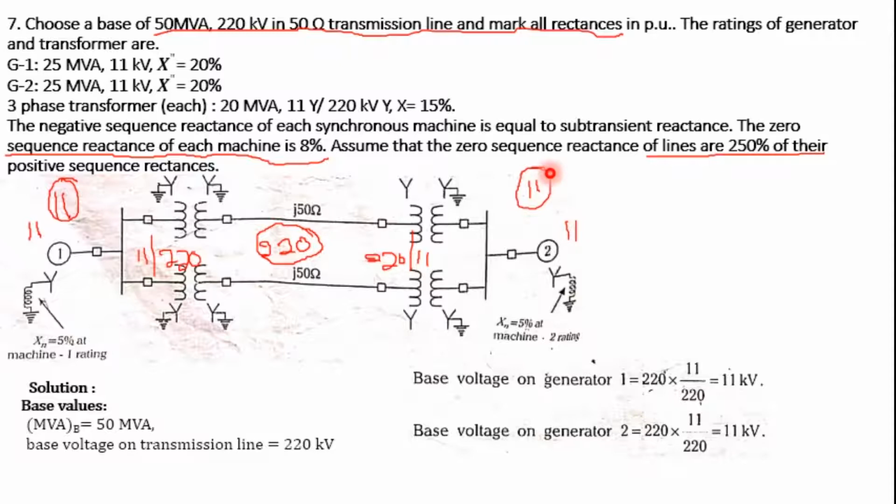Once we have the values of the voltage, we need to calculate the reactances for the generator, transformer, transmission line and the other generator too. So we calculate the sequence reactances for the generator: positive, negative and zero. The positive sequence reactance is equal to Xg1, that is the subtransient reactance on the new base.